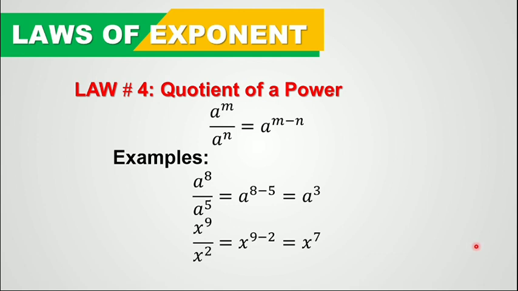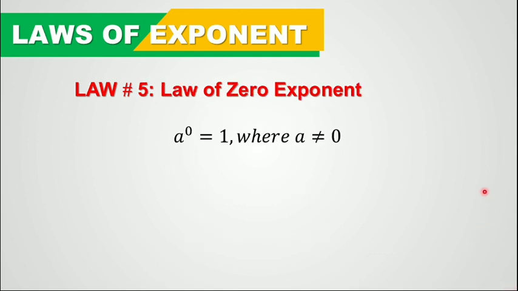Now let's proceed to the fifth law of exponent, which is also called the law of zero exponent. According to this law, if the exponent of a variable or a base is equal to 0, wherein the base is not equal to 0, the answer is equal to 1. So for example, x to the power of 0 is just equal to 1.